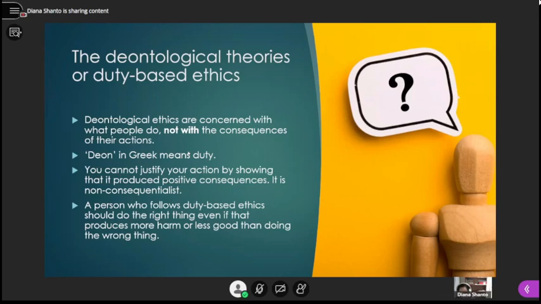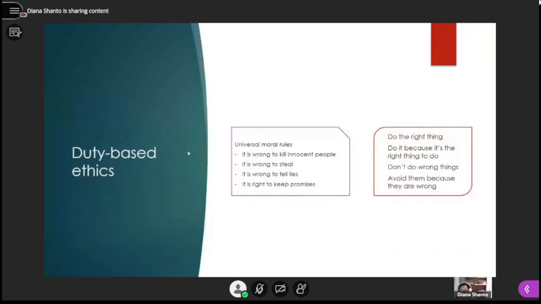Donc, if you're a duty-based ethics person, you do the right thing even if that produces more or less good than doing the wrong thing. Even if it produces more harm, you have to do the right thing. Donc, some examples, it is wrong to kill innocent people. It is wrong to steal. It is wrong to tell lies. It is right to keep promises. It's about doing the right thing. You do it because it's the right thing to do. You don't do wrong things. You avoid them because they're wrong.